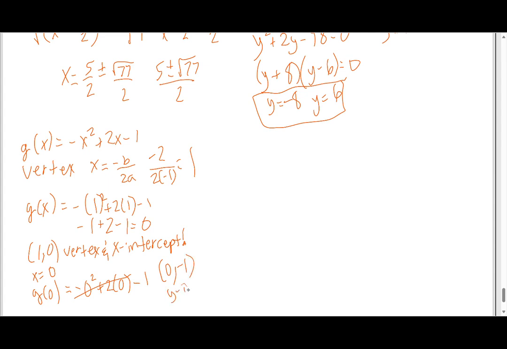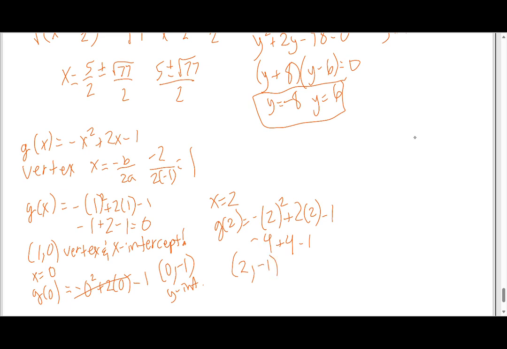Let's label that. Now this is only 2 points, and you need a few more than that to graph an equation for a parabola, right? 2 points is plenty for a line, but this is a parabola. So I'm just going to plug in another point. Let's do, what if x equals 2, right? Pick, plug, plot this. So g of 2 is negative 2 squared plus 2 times 2 minus 1. So I get negative 4 plus 4 minus 1. So my other point is 2, negative 1.